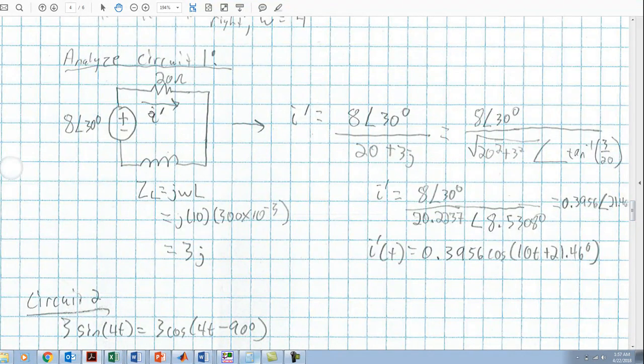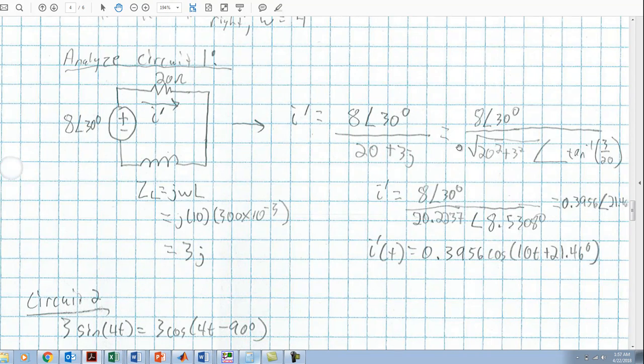You see that we have converted this into our phasor notation. The 20 ohms just remains the same, and j omega L in this case is j times 10 times 300 millihenries, or 300 times 10 to the negative third. So this becomes 3j ohms. And so to get this current, we just take the phasor and divide it by 20 plus 3j. That's going to be our total impedance of these two components.